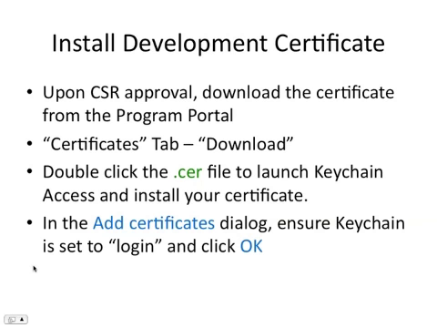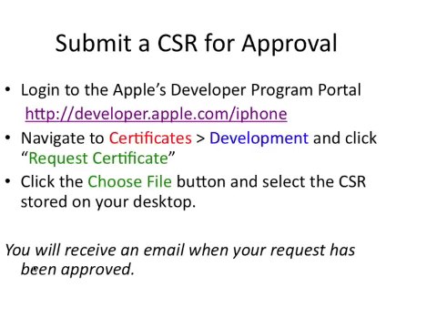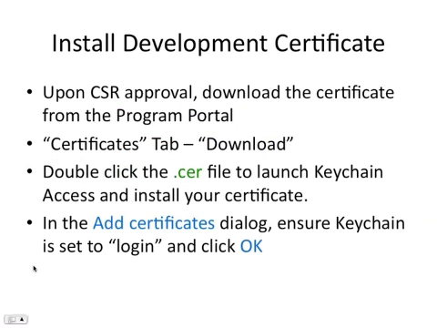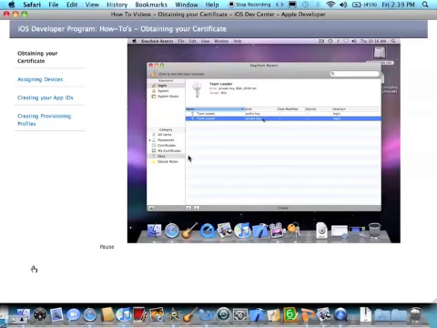Once it's approved, you then download the development certificate. Go to the Certificate tab and then choose Download. Double-click the .cer file to launch Keychain Access and install your certificate. In the Add Certificate dialog, ensure Keychain is set to login and click OK. Here's a quick video to demonstrate submitting and installing a development certificate.